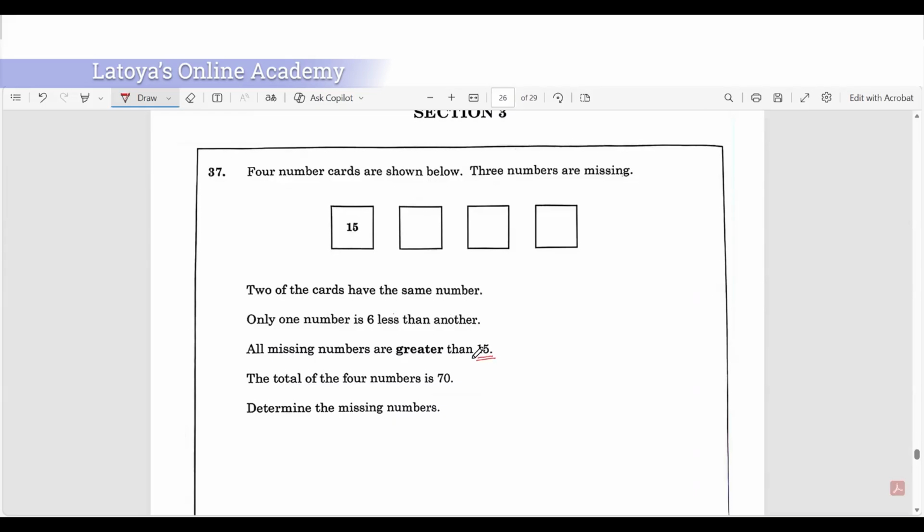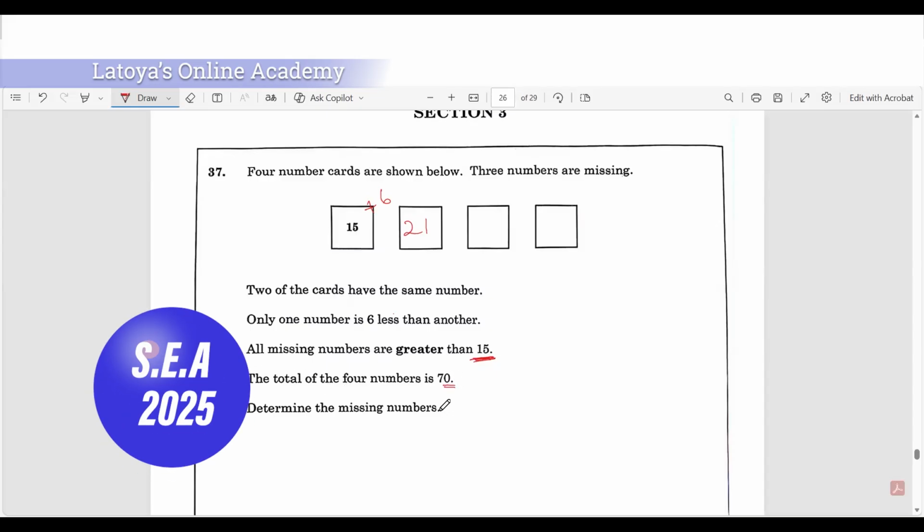Okay. So immediately from the time you read this, you know you cannot subtract 6 from 15 because all the other numbers are greater than 15. So the first thing you'll have to do is to add 6 to 15 and you'll get 21. It says the total of the 4 numbers is 70, determining the missing numbers.